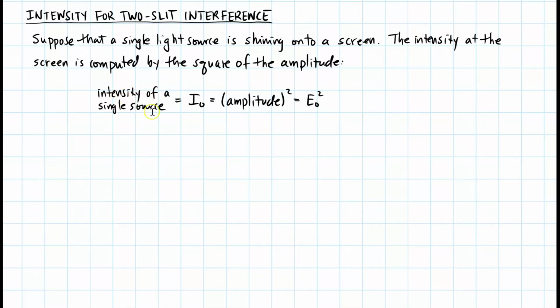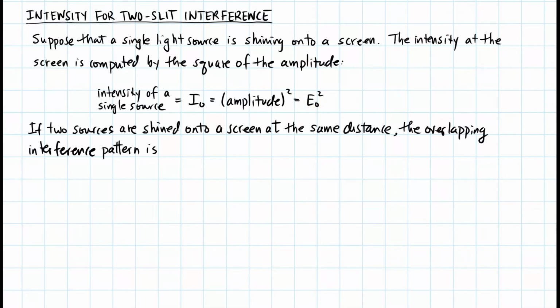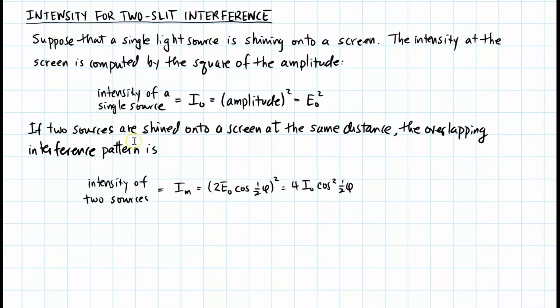So the intensity of a single source, which is depicted by I0, is the amplitude squared, and the amplitude squared here is the strength of the electric field squared. If two sources are shined onto a screen at the same distance, the overlapping interference pattern intensity, which I'm going to label IM, is going to be the square of the amplitude, so it's going to be 4 times the intensity of a single source times cosine squared 1/2 phi, which is really the phase issue.